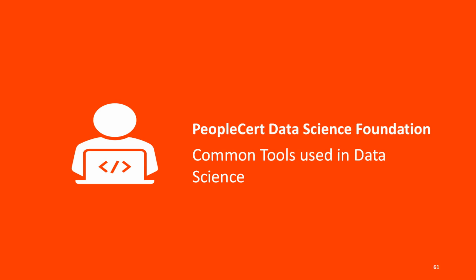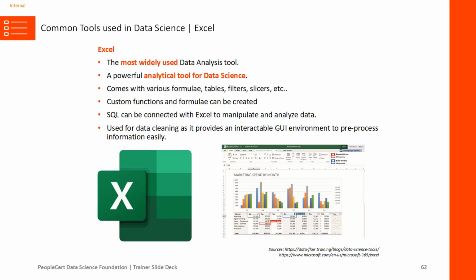So now let's look at the common tools which are used in data science. As you see, the most important and most commonly used tool in data science is Excel. Excel is again one of the most powerful tools. Although people have now been using various other tools in addition to Excel, traditionally it is still the most popular tool. Excel is widely used in data analytics. It is a powerful analytics tool for data science.